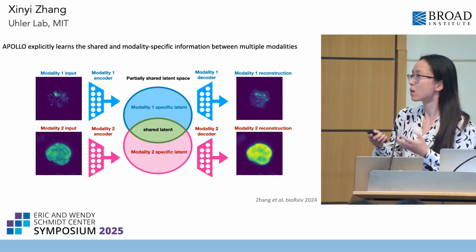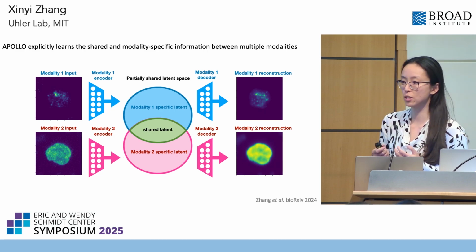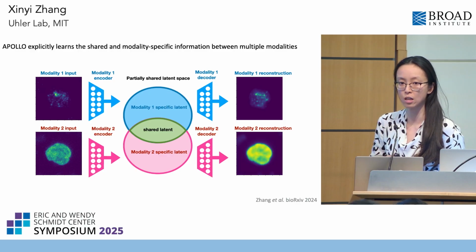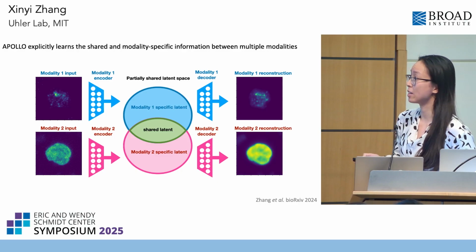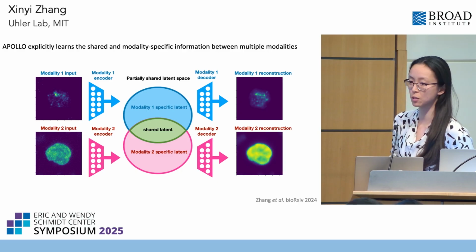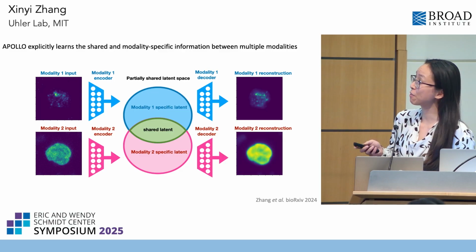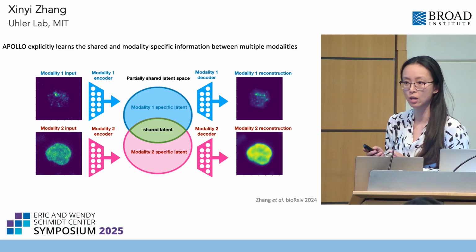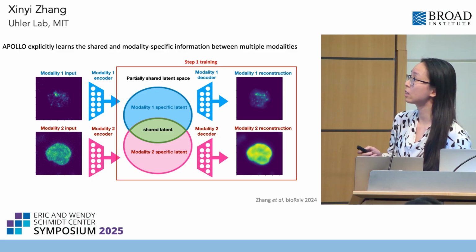And then we can also try to interpret what's in the shared space and modality-specific space in order to understand which component in the input modalities is contributing to the variability of protein localization. And because we have a very segmented latent space, a shared latent space versus two modality-specific latent spaces, in order to make such training possible, we have a novel training scheme. Instead of training the encoders and decoders together as a standard autoencoder, we have a two-step training process in which we train a randomly initialized latent space together with a decoder.